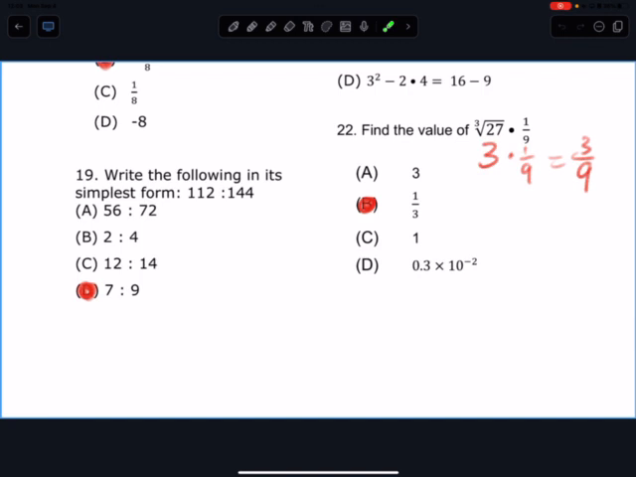22, last but not least. The third square root of 27. That means I have 3 numbers that, when I multiply them with each other, become 27. That answer is 3. 3 multiplied by 1 over 9 is 3 over 9. Simplify, a third. Done. You are done with the exam in 13 minutes. Congratulations.